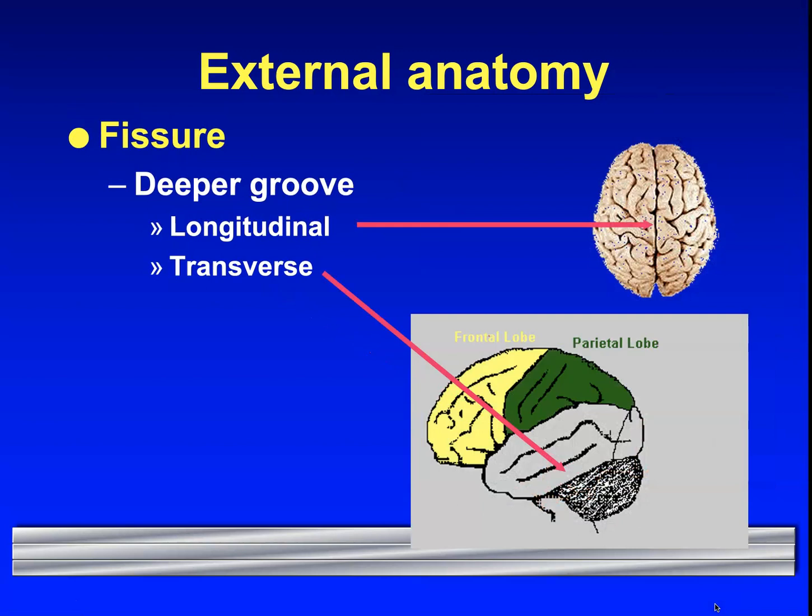Fissures. Fissures are going to be deeper invaginations. The longitudinal fissure separates the left and right hemispheres, and the transverse fissure is going to separate the cerebellum from the cerebrum.